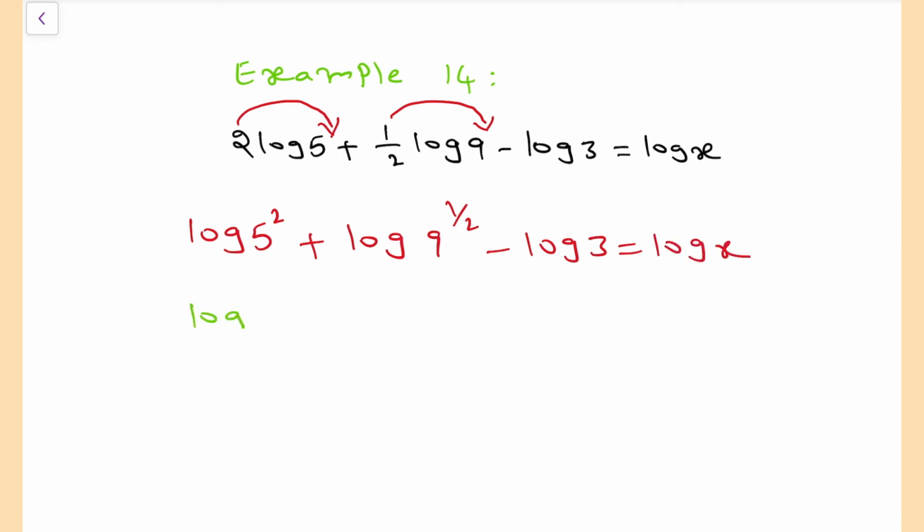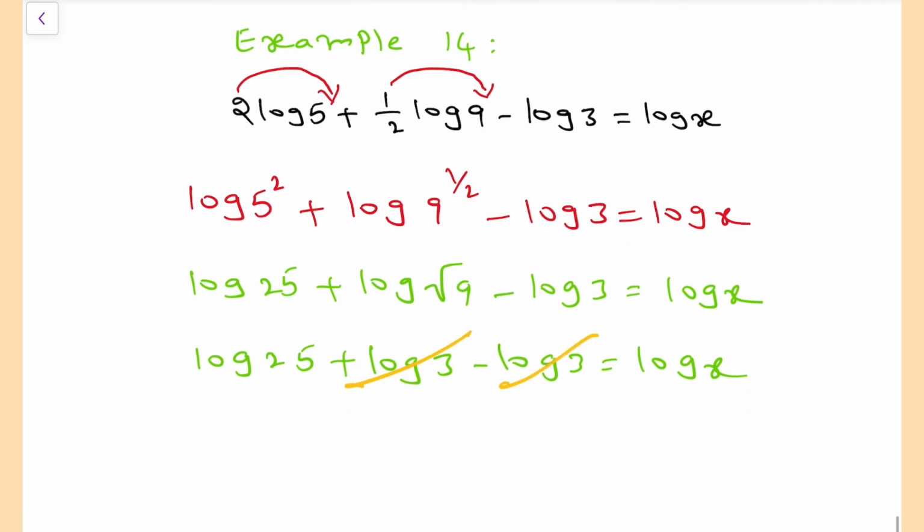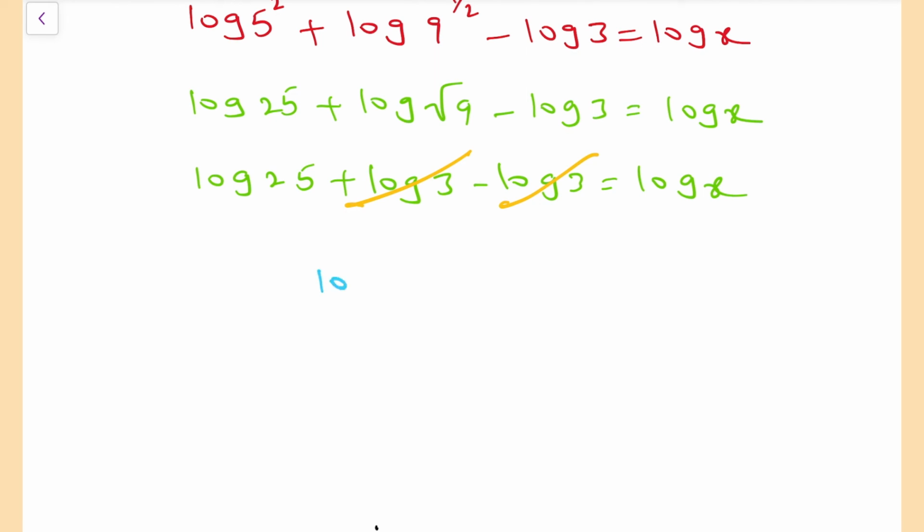Log 5 square, 25, plus log. What is the meaning of 9 power 1 by 2? Power 1 by 2 means root. So root 9 minus log 3 equals log x. Log 25 plus log root 9, 3, minus log 3 equals log x. This is plus log 3, this is minus log 3. Both will get cancelled. Then we remain with log 25 equals log x.